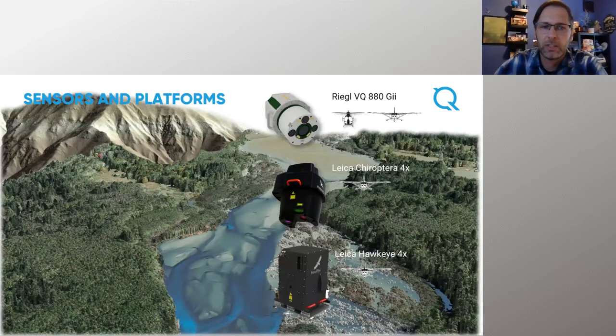Really quickly, these are the 3 sensors we've been using as a company. The first 2, the Riegl 880 and the Chiroptera, are really shallow water systems. And I say that because they're high pulse rate, and they can discern that vertical discrimination in shallow areas when you want to get up to the land-water interface. The other system is the deep water system, the Hawkeye, which we also operate. That's a lower pulse rate because you're going to put more power to that pulse to basically get through the water more so you can get greater depths.